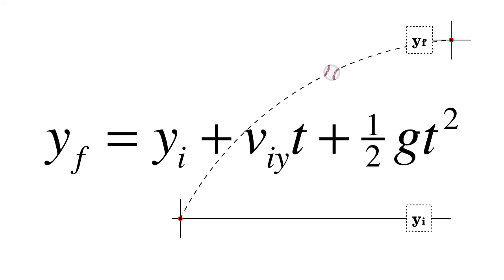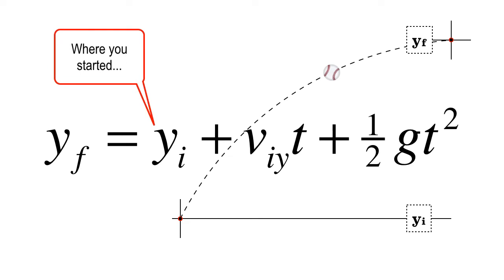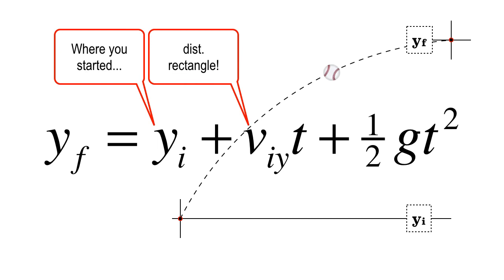Now, let's wrap this up. Let's put it all together. So y subscript i encodes where you started. And then you have a distance rectangle because you have to give it some vertical speed. You're going to lose it to gravity, but this encodes the initial vertical speed that you would have at the outset. If it's a straight pop-up, this is all you got to do. But if it's heading to the outfield, as this picture shows, you're going to have some v_ix. And hopefully it's got enough v_ix and enough v_iy to make it all the way to the bleachers and you get a home run.